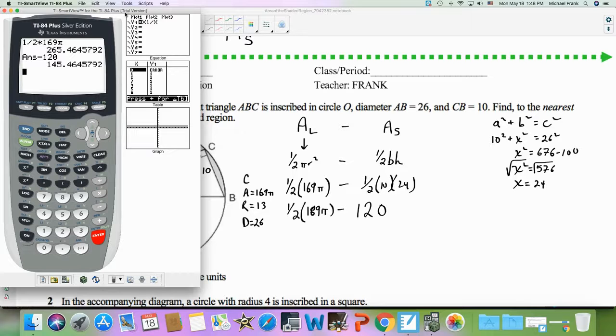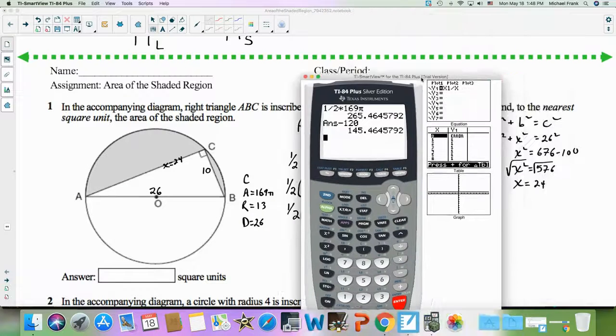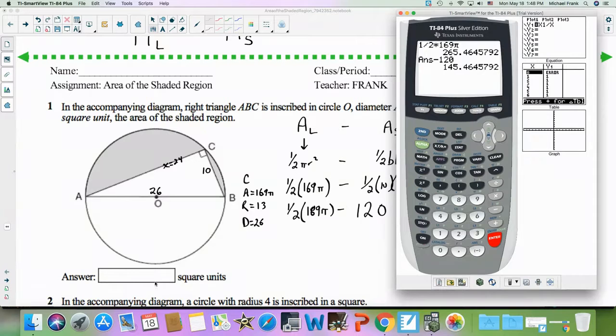And they're asking here for the nearest square unit. So that's going to round off to 145.